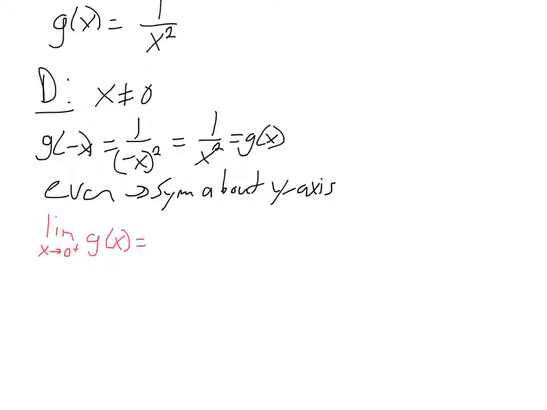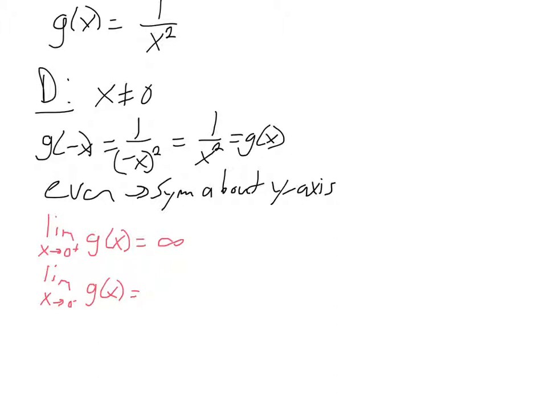It's going to get really big, to positive infinity, yeah. Now, on the other hand, what happens if I approach from the negative side? If I plug really, really small negative numbers into x squared? It's still going to go up to infinity.